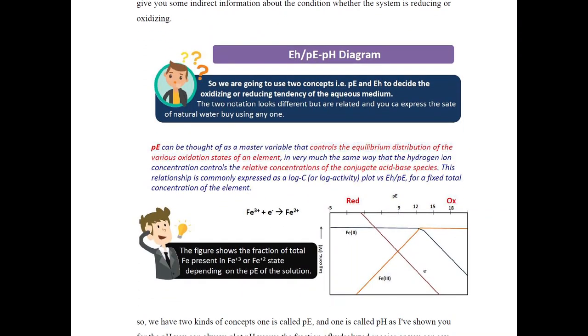Now, there is another concept of pH diagram. There are two concepts, one is pE and pH, to decide the oxidizing or reducing tendency of the aqueous medium. Now, the two notations look very different but are related, as we can express the oxidation state of natural water by using any one. Now, pE can be thought of as a master variable that controls the equilibrium distribution of the various oxidation states of an element, in very much the same way that the hydrogen ion concentration controls the relative concentration of the conjugate acid-base species. This relationship is commonly expressed as log C or log activity versus Eh or pE for a fixed total concentration of the element.